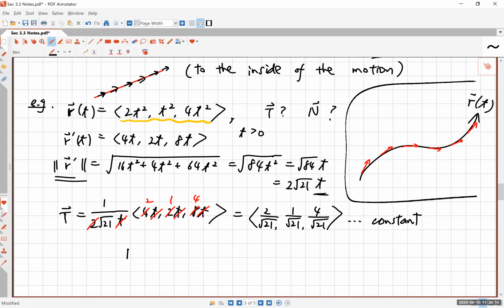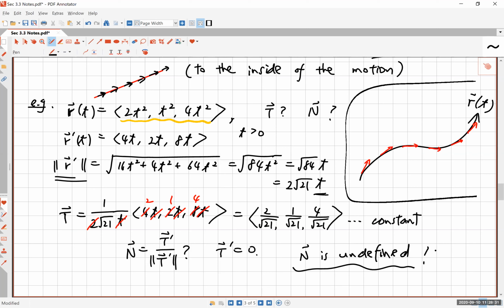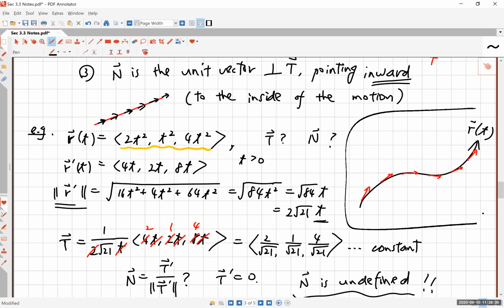And so what is N? Well, to find N, you take the derivative of T, right? But the derivative of T is actually 0. So I can't divide by 0. And so N is actually undefined at every single point. That's why I'm saying that, hey, you should get stuck here, because you can't find N because N doesn't exist.